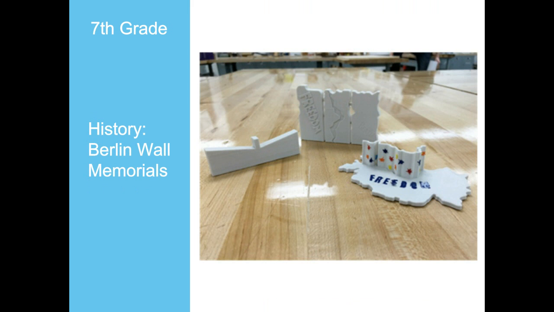Moving to seventh grade, we have our seventh grade history classes learn about the rise and fall of the Berlin Wall in East and West Germany, but really learning and thinking about the sentiment of the people at the time, and their thinking about the Berlin Wall. And so for the students to show their understanding of what was going on at the time, the students have to build in Tinkercad a memorial to the Berlin Wall that quantifies the sentiment of the people towards it.